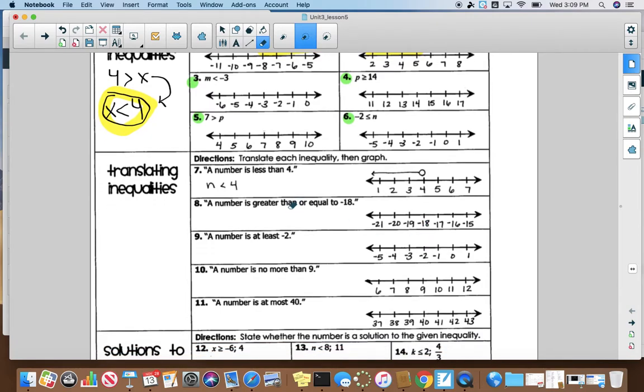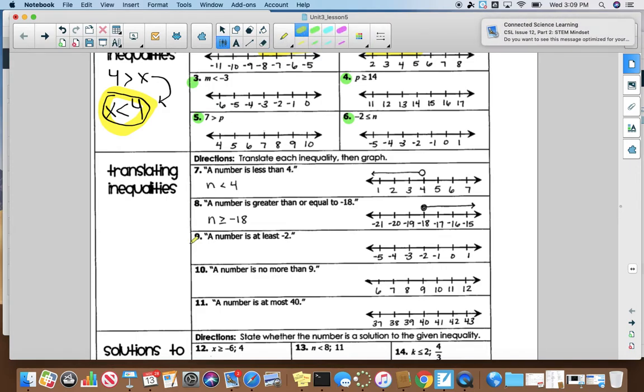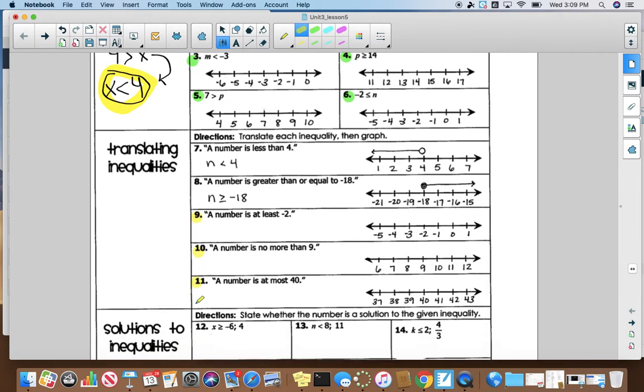A number is greater than or equal to negative 18. So "is greater than or equal to," so we have to have that sign. So a number is greater than or equal to negative 18. So I put my closed circle at negative 18. Greater than, numbers that are greater than go to the right. All right, I want you to go ahead and pause the podcast and do 9, 10, and 11.